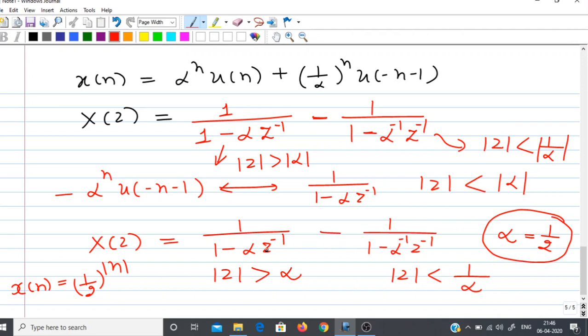Both these sequences converge in the region where they are simultaneously converging. But suppose one sequence converges and the other does not, then X(z) would not converge. So for convergence of X(z), both should converge together in some region. Is there such a region available? We draw the ROC in the complex Z plane and see whether there is some region where both the sequences are converging together simultaneously.